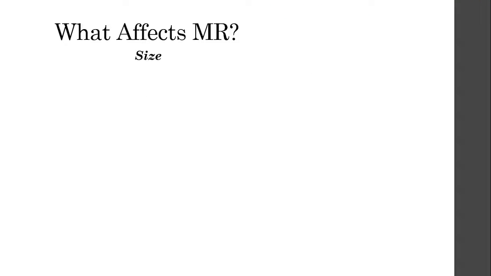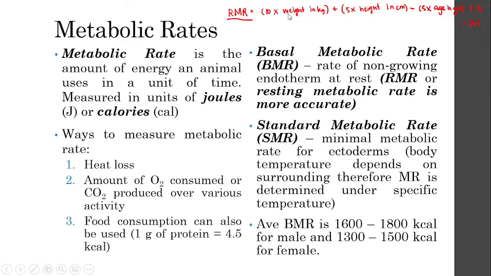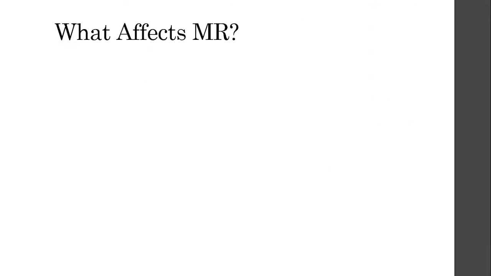Number one is the size. So for example, let's say your father is much bigger than you are. The size would actually affect your BMR. If you look here, weight is a massive factor. You multiply it by 10. So if a person is much larger or heavier than you, it means they need more energy just to survive at the resting rate.